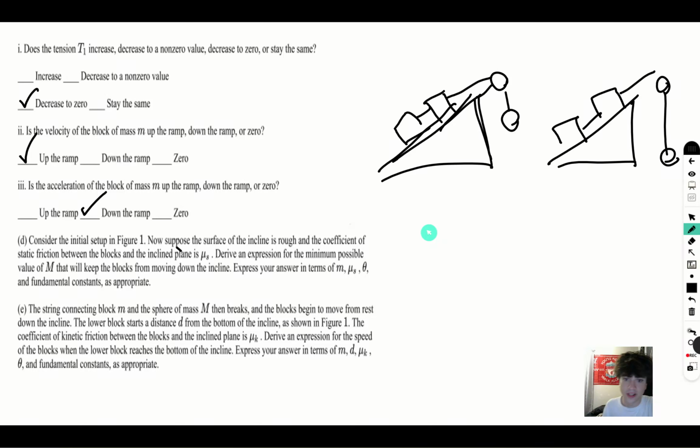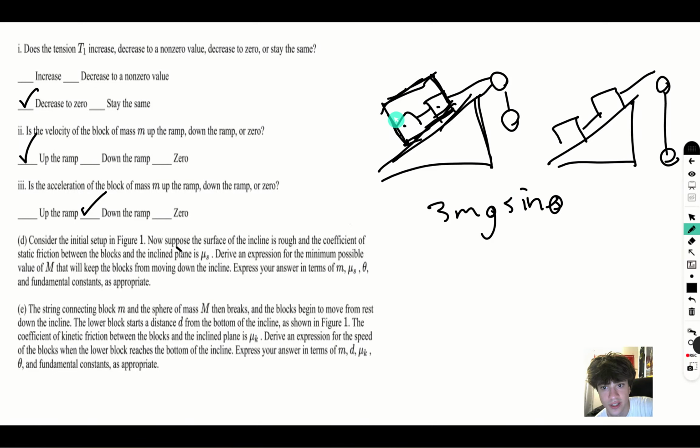Alright guys, so let's take a look at this problem. For these problems, as you may have noticed in the previous problem, if you just approach this problem thinking these two blocks or just one block, you will arrive at the same answer, because this block was 2 mg, this block was mg, meaning that the gravitational force of both of them combined is going to be 3 mg sine theta. So for our convenience, we're just going to be considering this whole system to just be one object with a mass of 3m.